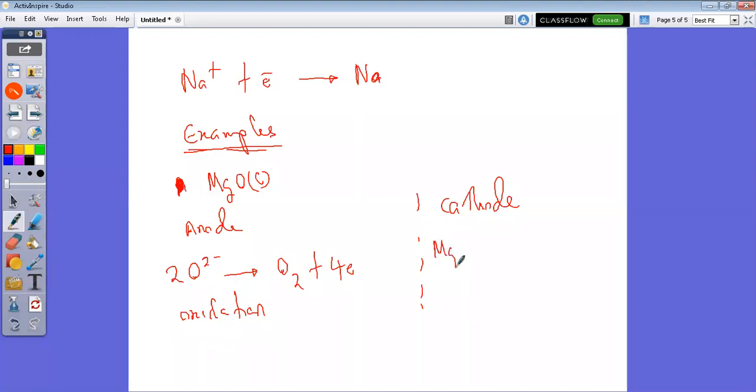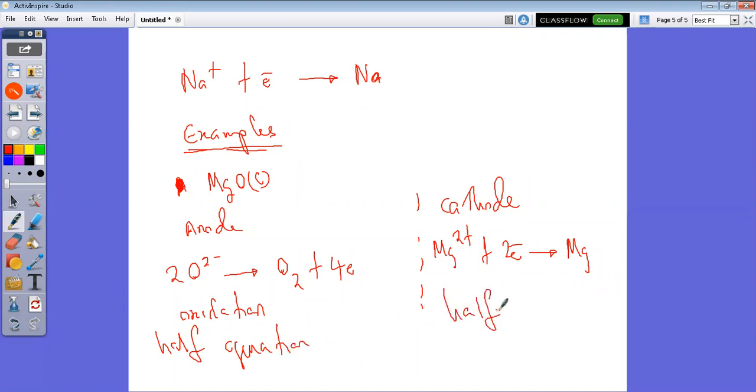Now let's talk about what happens at the cathode. Magnesium, if you check your periodic table, is group 2, so Mg 2 plus gains 2 electrons to form Mg. Clear now? So these are known as half equations. Maybe that's what some people might find difficult. Now we can write the full ionic equation of what happens, joining them together just like simultaneous equations.